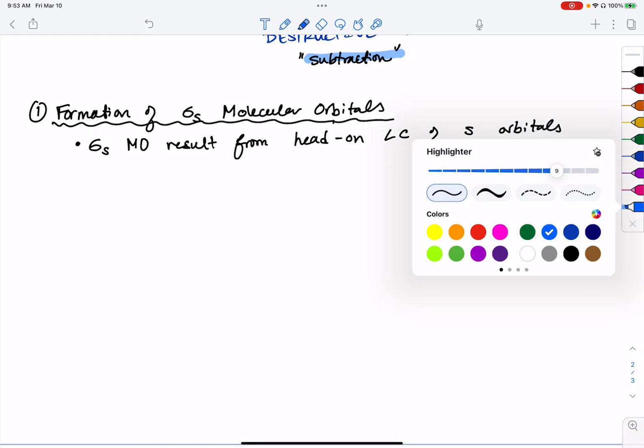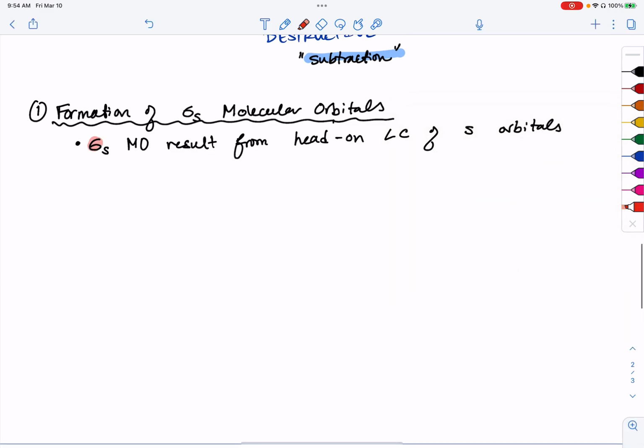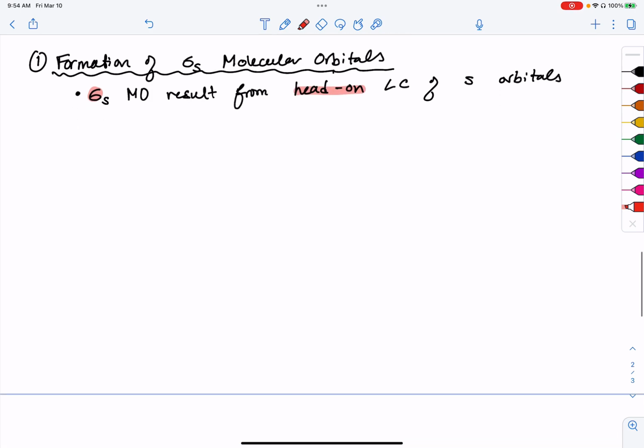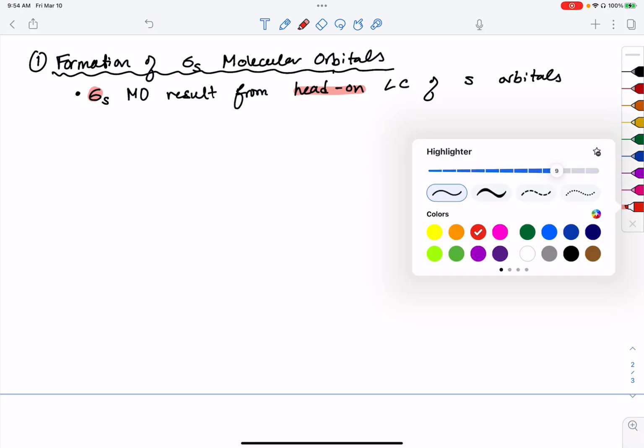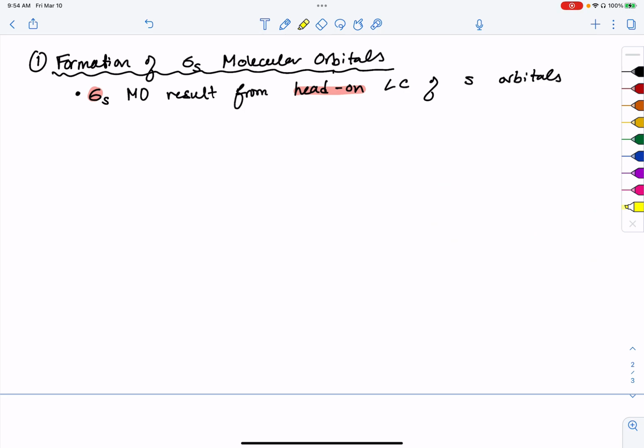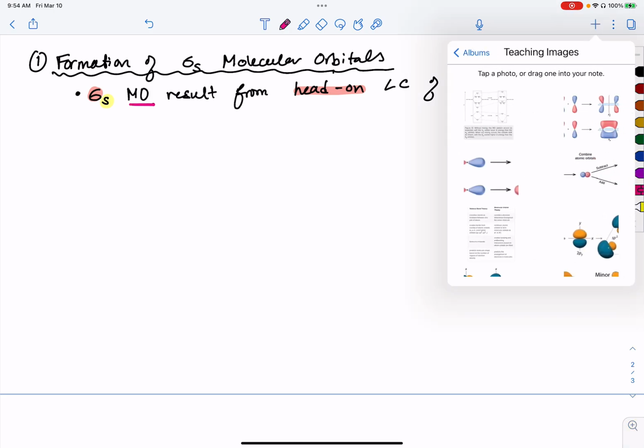So this idea of having a sigma resulting orbital, that's from the head-on combination idea that we saw in valence bond theory. And because we are looking at a head-on combination of s atomic orbitals, the resulting MO is called the sigma sub s. So let's look at what these molecular orbitals could look like.